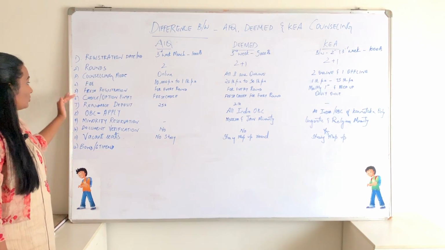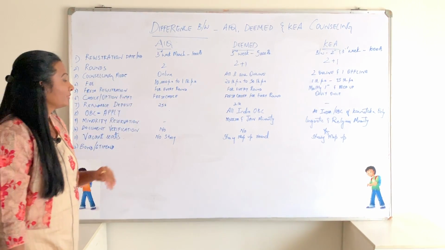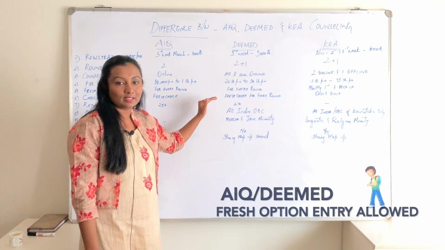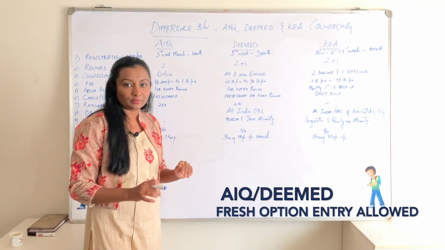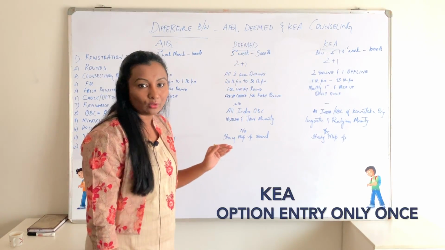The next difference that we are talking about is choice entry stage, or you can say option entry. AIQ and deemed, fresh choice is allowed for every round. But when it comes to KEA, the option entry portal will open only once.